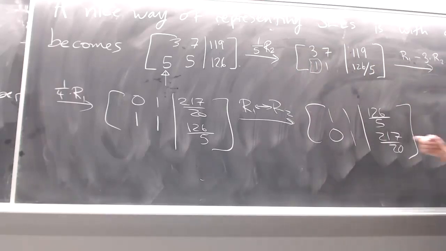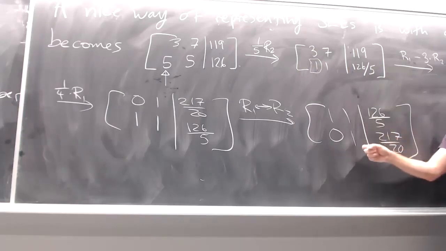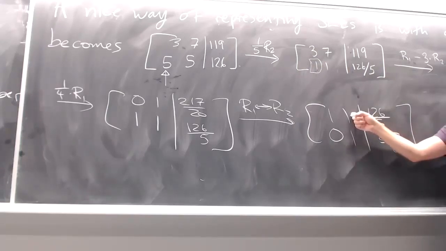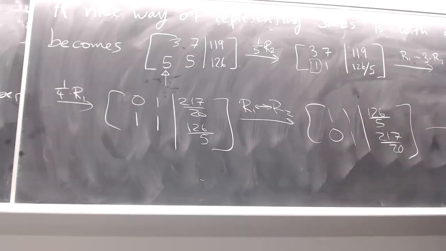And now I've just got one more thing to do. I need to kill that 1. So just going to subtract that from it. So I take row 1 and I subtract row 2.